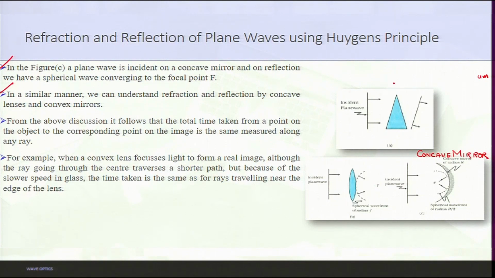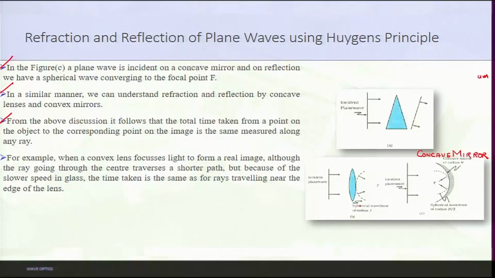From the above discussion, it follows that the total time taken from a point on the object to the corresponding point on the image is the same, measured along any ray. Now please look over here carefully, what does this point try to explain to you? Let us take this case B only. What is happening is, any point is happening as a wavefront.